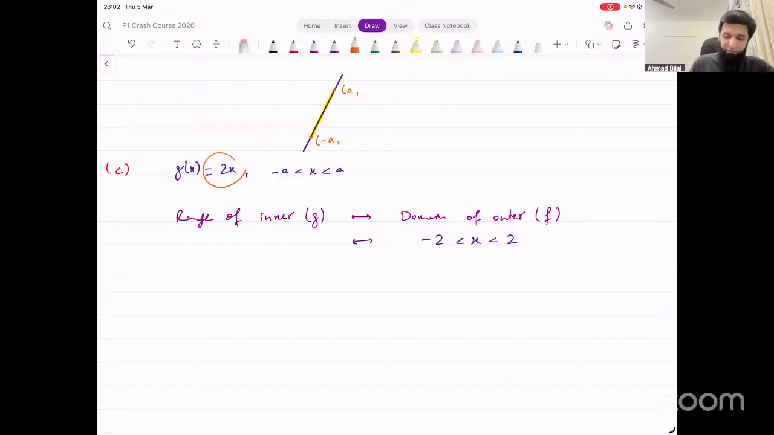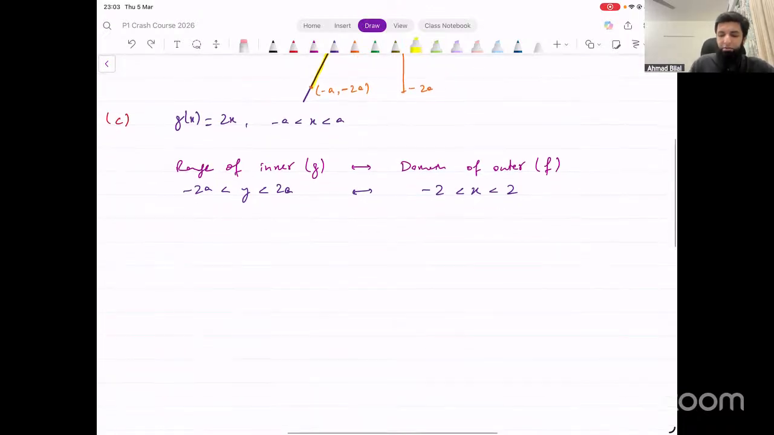What about the corresponding y values? If x is negative a, the corresponding y value is minus 2a. If x is a, the corresponding y value is 2a. So the range is going to be from negative 2a to positive 2a. That's what the range is going to be: y between negative 2a and positive 2a. And now we can compare them. They must correspond to each other, right? So minus 2a must correspond to minus 2 and 2a must correspond to 2.